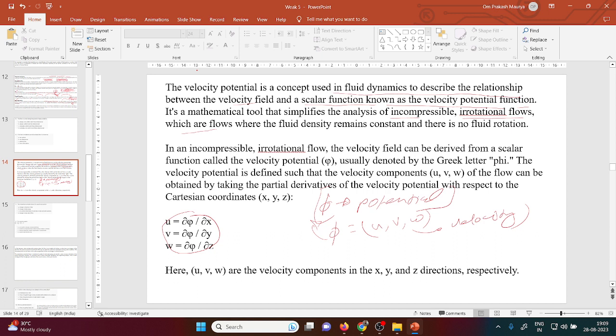So we'll move on to the next, which follows where the flow density remains constant and there is no flow rotation. In an incompressible irrotational flow, the velocity field can be derived from the scalar function called the velocity potential, usually denoted by the Greek letter phi. The velocity potential is defined such that the velocity components u, v, w of the flow can be obtained by taking the partial derivative of the velocity potential with respect to the Cartesian coordinates.